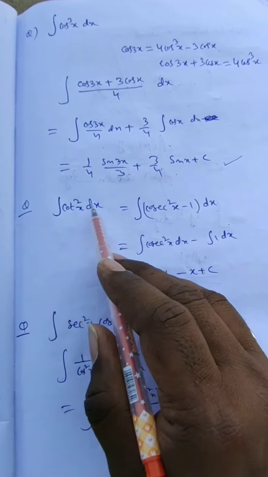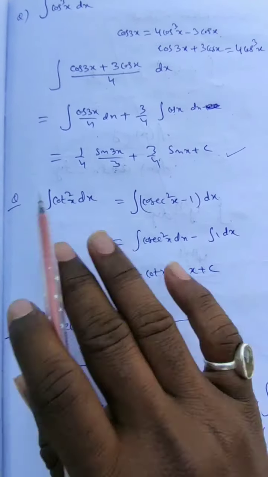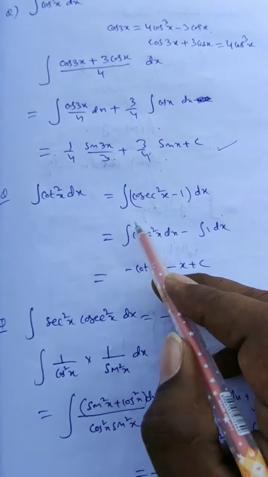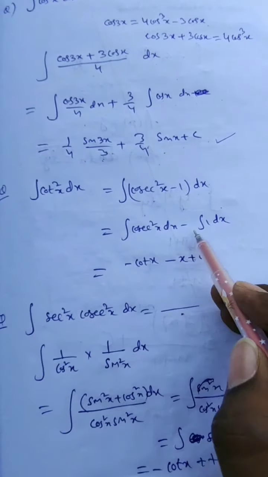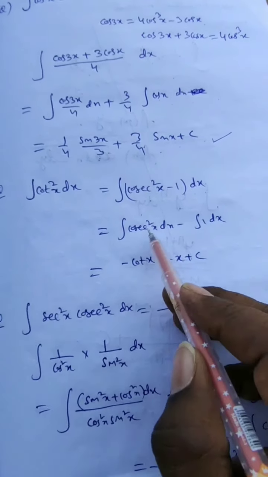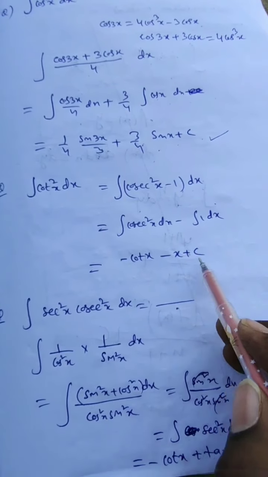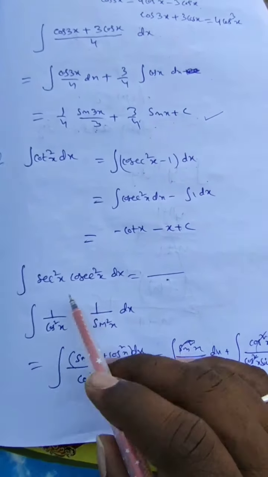Integration of cot square x dx. Cot square we don't have formula. So cot square I can write as (cosec square x minus 1) dx. So if I separate this one: integration of cosec square dx minus integration of 1 dx. Cosec square x integration is minus cot x, and minus integration of 1 is x plus c. Now let us go for another question.